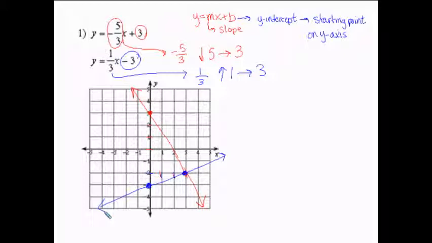Now, when you're solving a system by graphing, the point where the lines cross is your answer. So this is my answer. That point is 1, 2, 3, negative 1, 2.